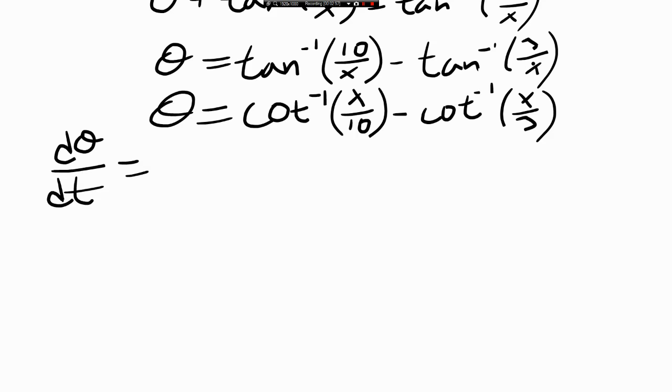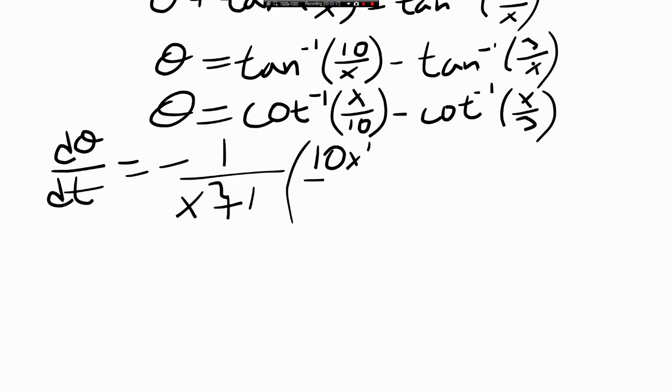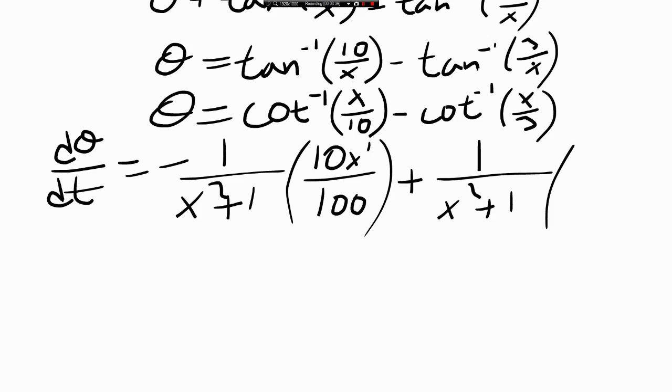So the derivative of the inverse cotangent is equal to negative 1 over x squared plus 1 times, because of the chain rule, the derivative of the internal function, which is 10 x prime over 100, minus the derivative of the inverse cotangent, which is also a negative 1 over x squared plus 1, and with chain rule, the derivative of the internal function, which will be 3x prime over 9.